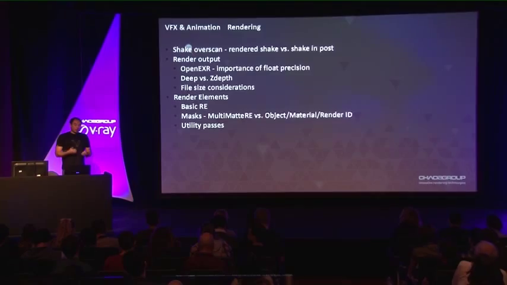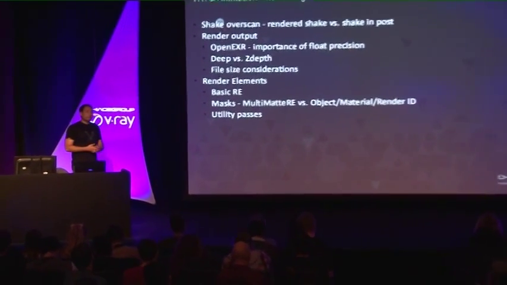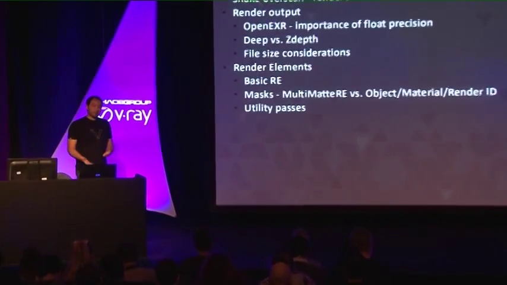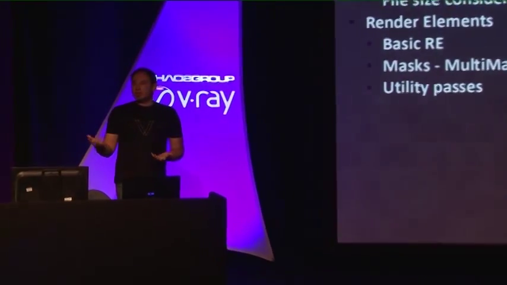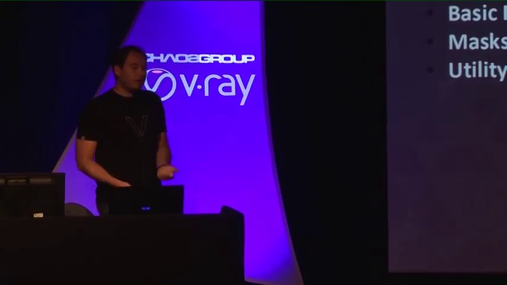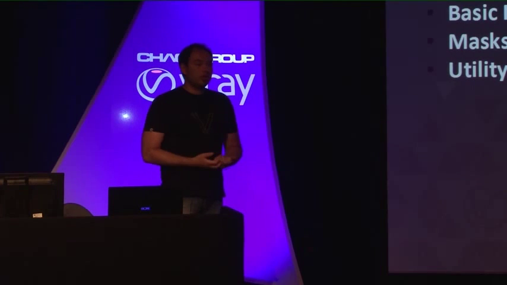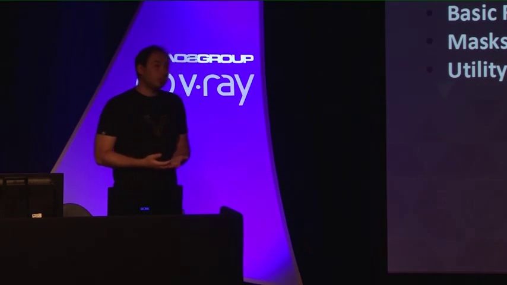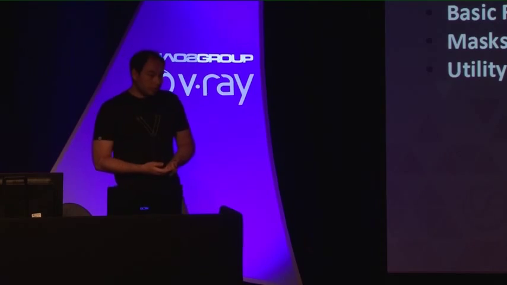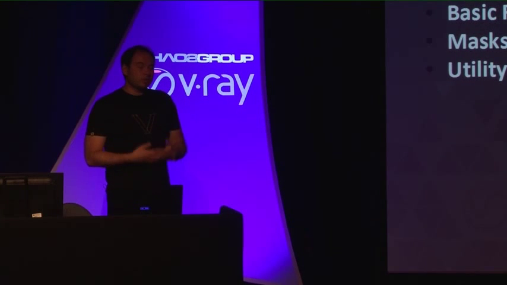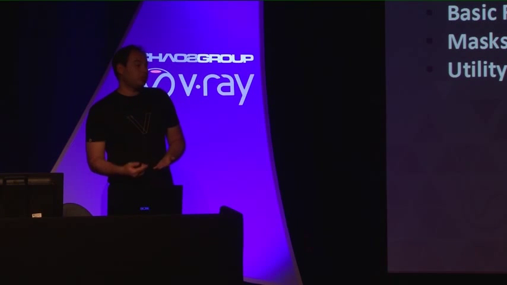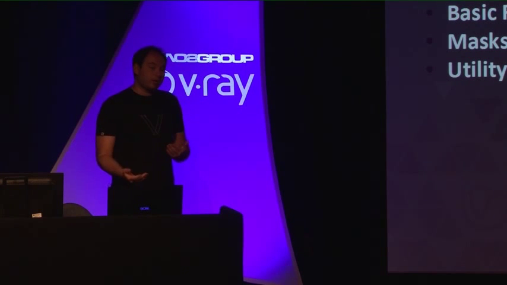The importance of the output, or the importance of the float precision, is, well, OpenEXR is something that we support. In V-Ray 3.0 we support OpenEXR 2.0, which supports deep images. All of these things give you much more control in post. The good thing is that you have floating point precision, much more colors in this image. You can have high dynamic range information.